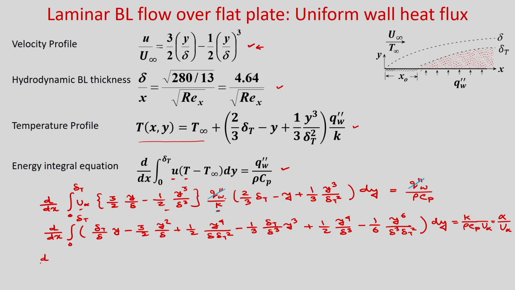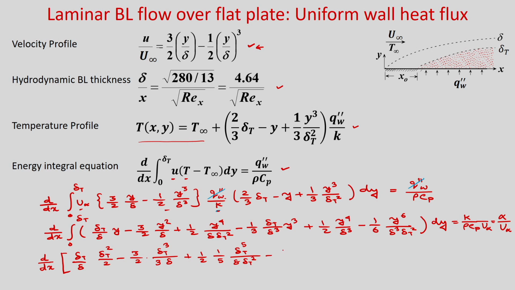So, we will put d/dx of delta_t by delta. If you integrate y, we will get y squared by 2. So, we will put the limits: delta_t squared by 2 minus 3/2. It will be y cubed by 3, that means delta_t cubed by 3 delta, plus 1/2. It will be y to the power 5 by 5, that means 1/5 delta_t to the power 5 by delta into delta_t squared.